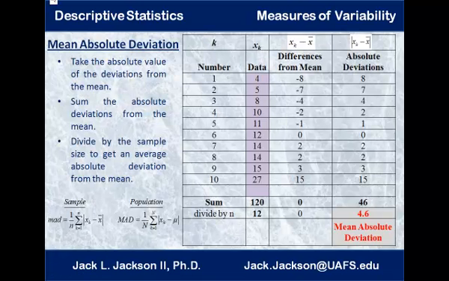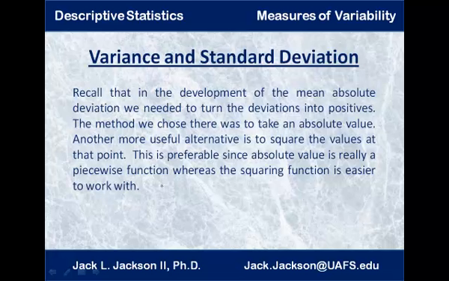Okay, let's look at another example. So we're going to back this table up to where we have the first three columns again. And we're going to look at that to see the variance and standard deviation. So we recall that when we're working with the mean absolute deviations, we needed to turn the deviations into positives. The method we chose for the mean absolute deviation was to just take the absolute value. But another, actually more useful alternative is to square the values at that point.